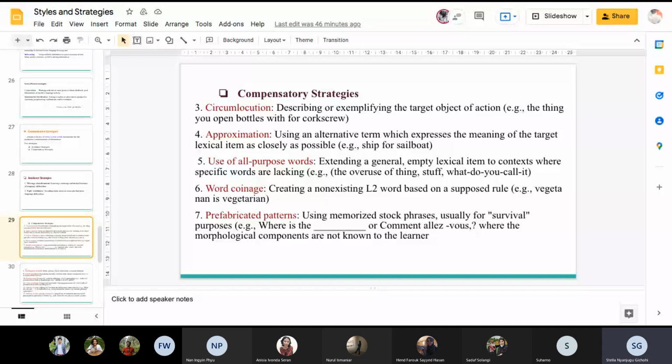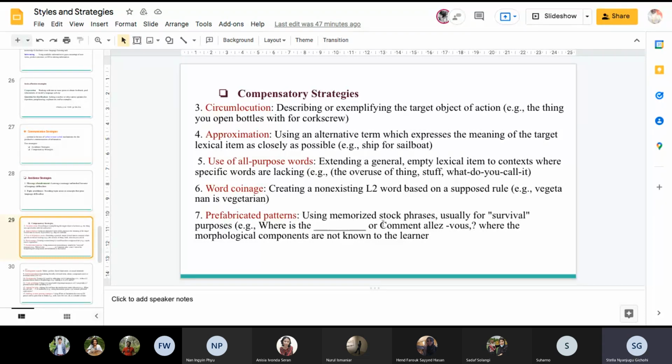I saw, what do you call it? So there you're using an all-purpose word. The one is word coinage. Here you create a new word in the second language. So for example, you might find someone saying a vegetarian when they mean a vegetarian, you know. So you just want to compensate because you might find some challenges when it comes to the second language.